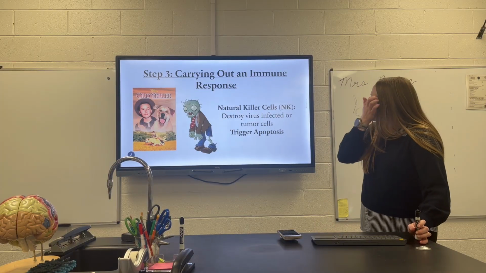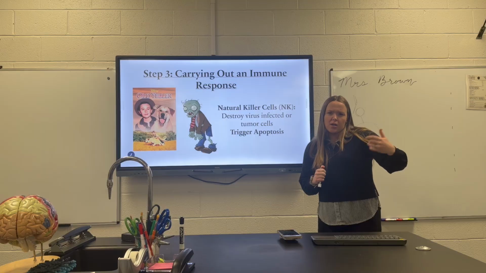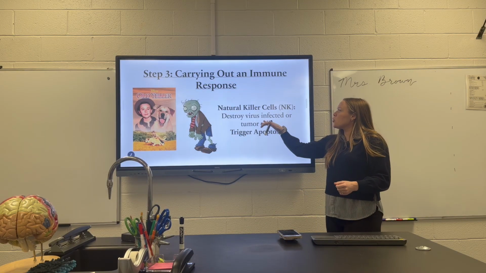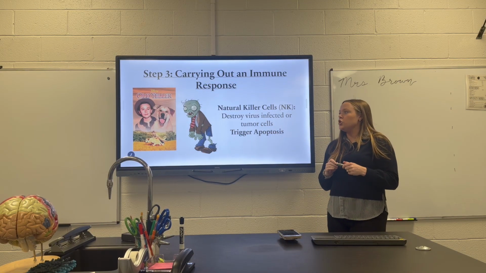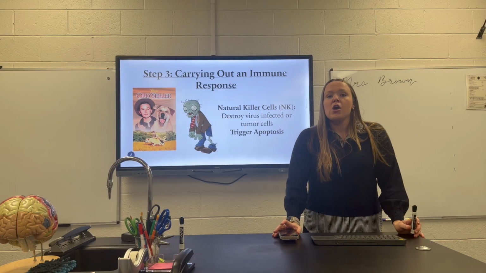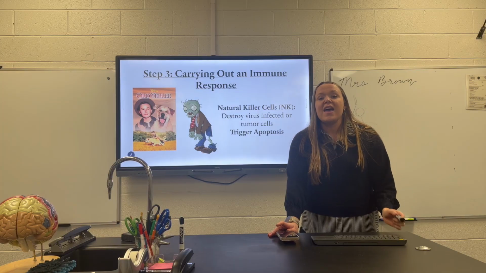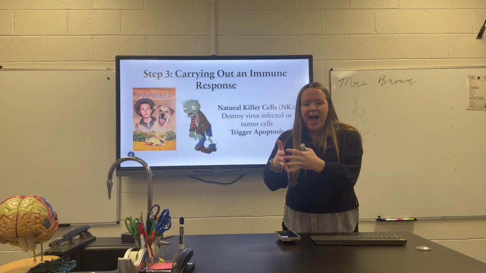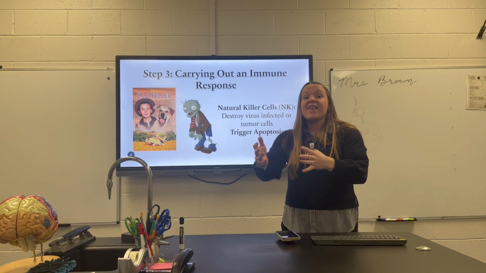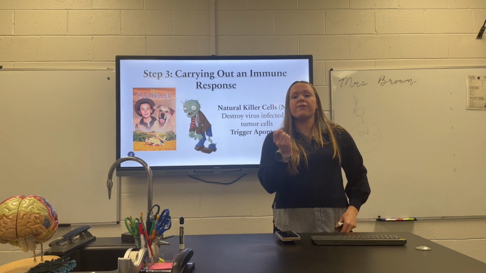All right, last one, natural killer cells. Natural killer cells are similar to cytotoxic T cells in that they destroy virus-infected or tumor cells. And they do that by triggering apoptosis, just like we talked about. So both natural killer cells and cytotoxic T cells, they don't directly attack the pathogen cell. They actually attack and kill the cells of our own body that are infected.